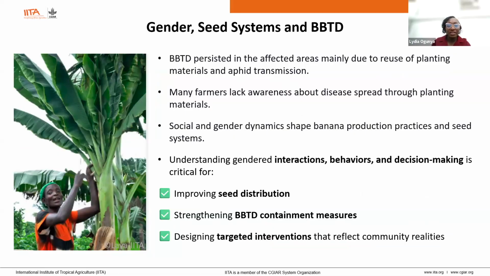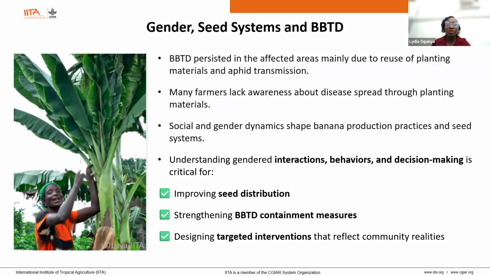BBTD persists in the affected areas, in the affected regions, due to the reuse of planting materials. And many times the farmers lack awareness. They are not aware that BBTD spreads due to the use of suckers in the environment. And so many farmers lack awareness about disease spread through the planting materials.